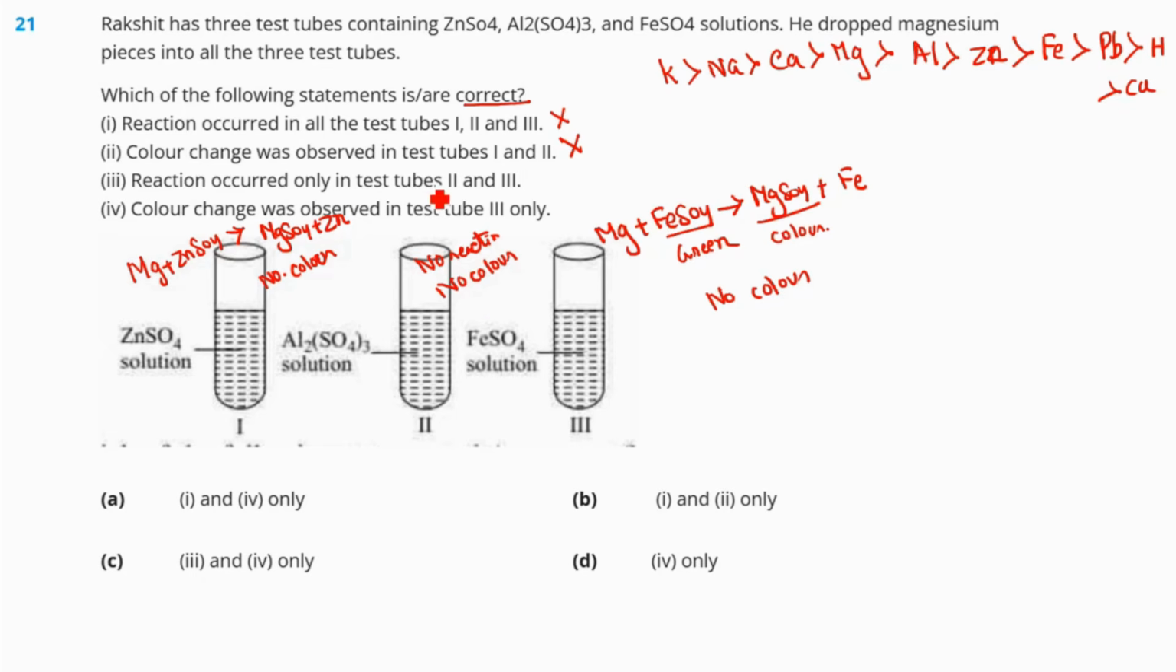Reaction occurred only in test tube 2 and 3. Reaction is not happening in 2, but in 3 it is happening, so it is wrong. Color change was observed in test tube 3 only, from green to colorless. So this is the correct statement. Our correct answer is option number D.